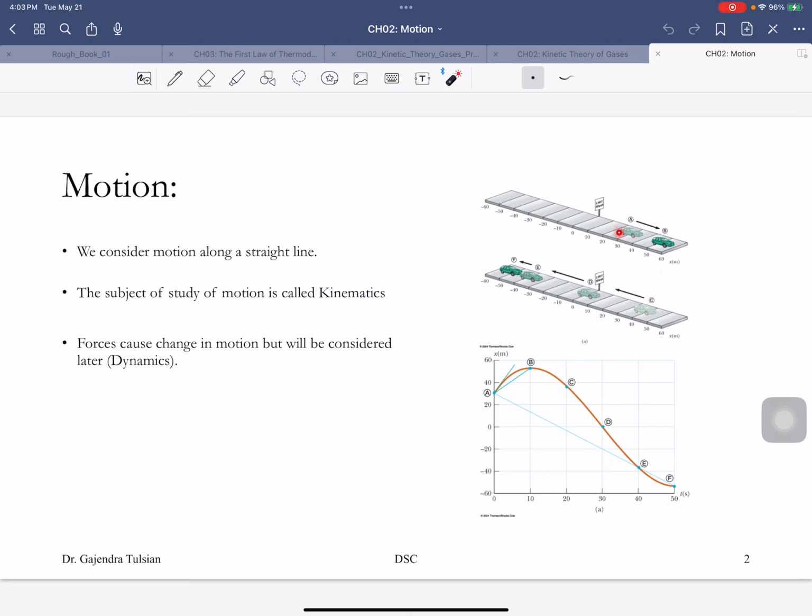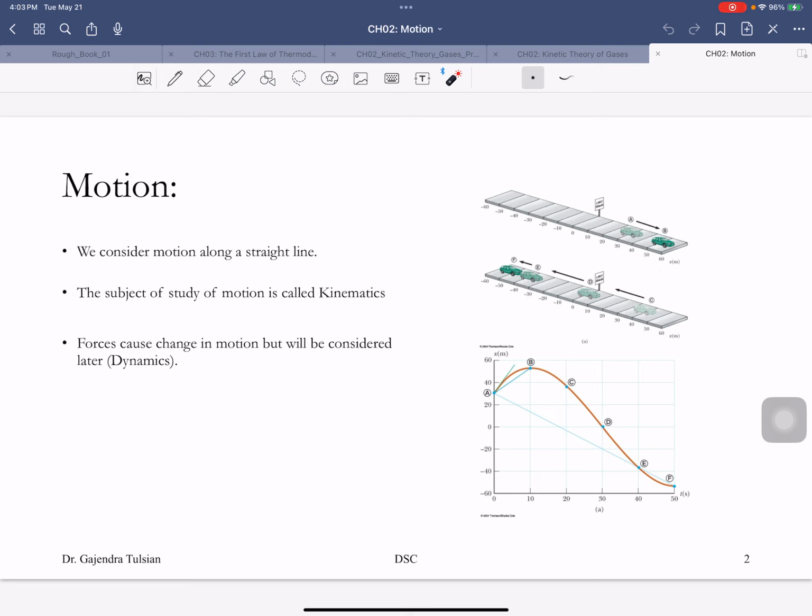So to describe a motion that an object undergoes, what you want to do is give its position with reference to a coordinate system. So here's the origin. You want to give its position at all times. And that's what this graph is doing. So here's the x, that's the position of the object as a function of time.